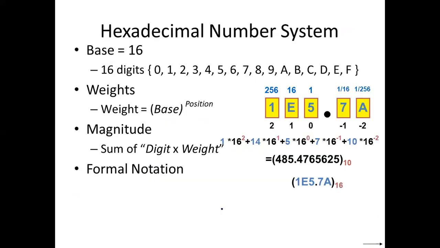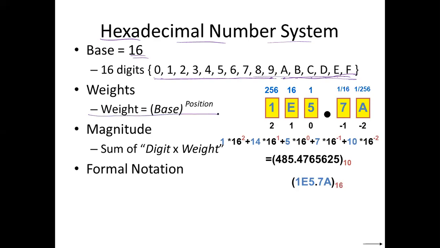Okay, so the last one that we have to study is hexadecimal number system. Okay, hexadecimal means 16. So the base is 16. So the digits that we have to use to represent any number in this number system are 0, 1, 2, 3, 4, 5, 6, 7, 8, 9. Up to 9, we will use the numbers that were used in the decimal number system. And after 9, we will use the notation A, B, C, D, E, and F. Okay, so these are the symbols that we have to use.